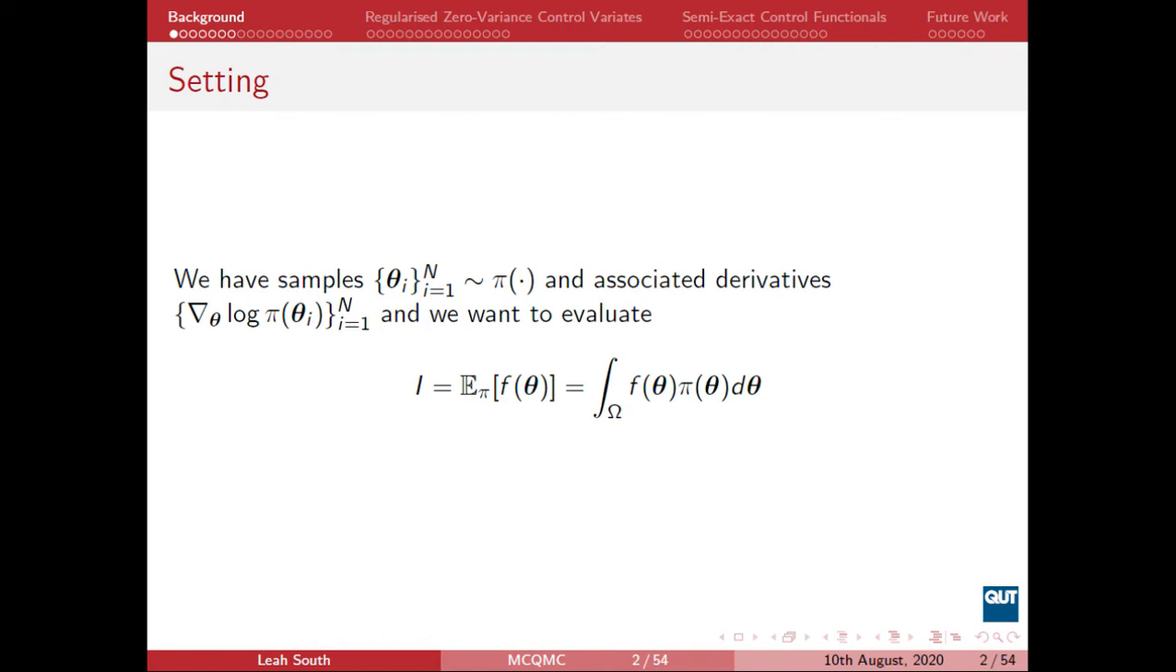The setting for this work is that we have a set of n samples from some distribution pi, and we also have the associated gradients of log pi. This is the setting, for example, if you've done MCMC using a gradient-based sampler. So we've got these samples and gradients, and we want to evaluate some expectation of a function f of interest.